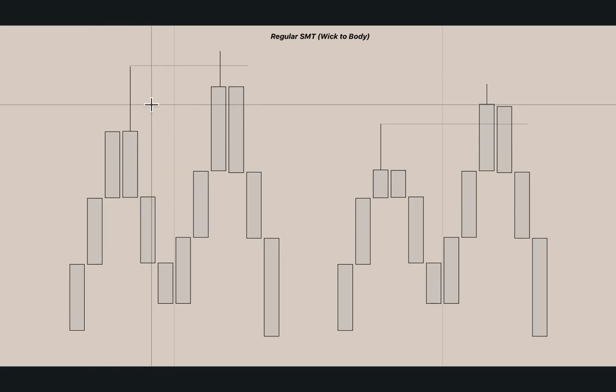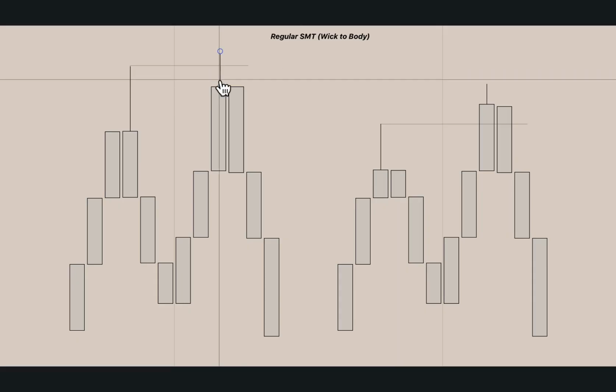So in this case, if you have the asset on the left here, this diagram, it fails to close above that liquidity, and then on the right here, it closes above it, then that is what I count as a regular SMT. And so sometimes you may see people get confused why I'm using this SMT.